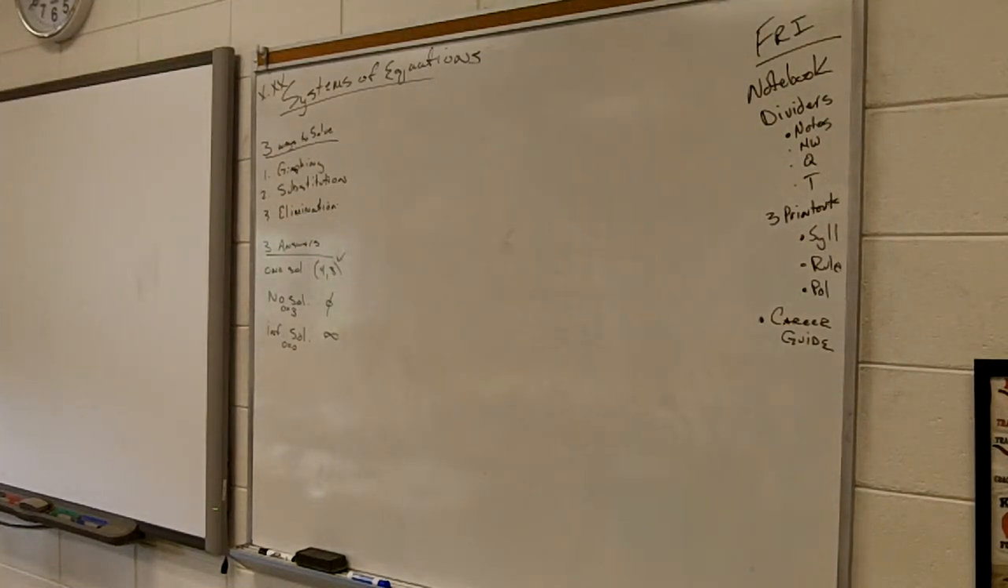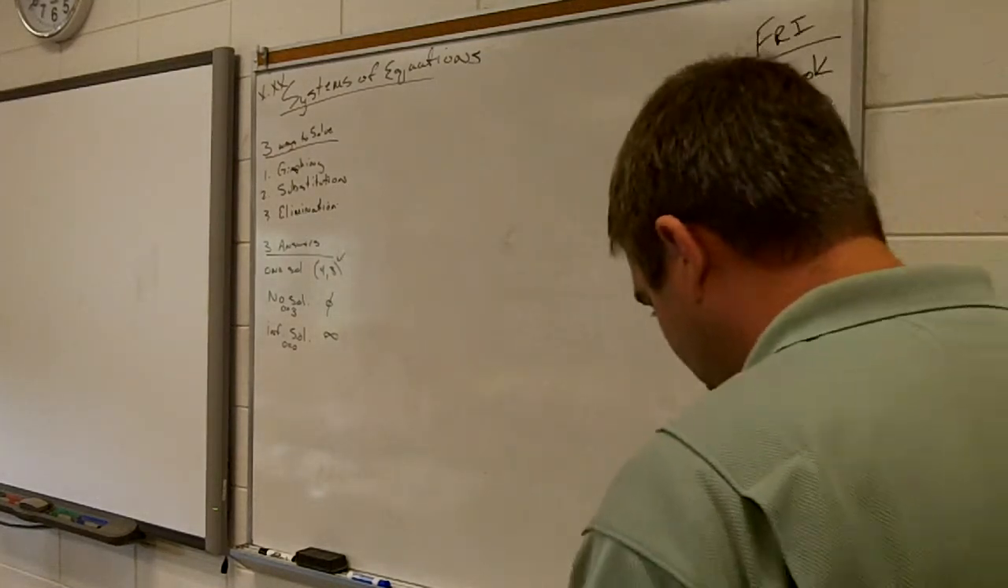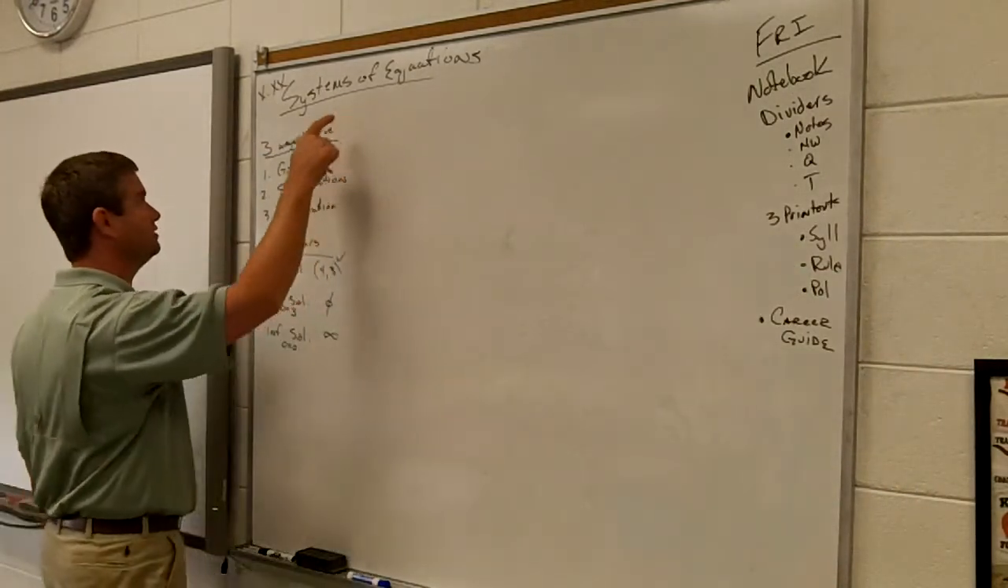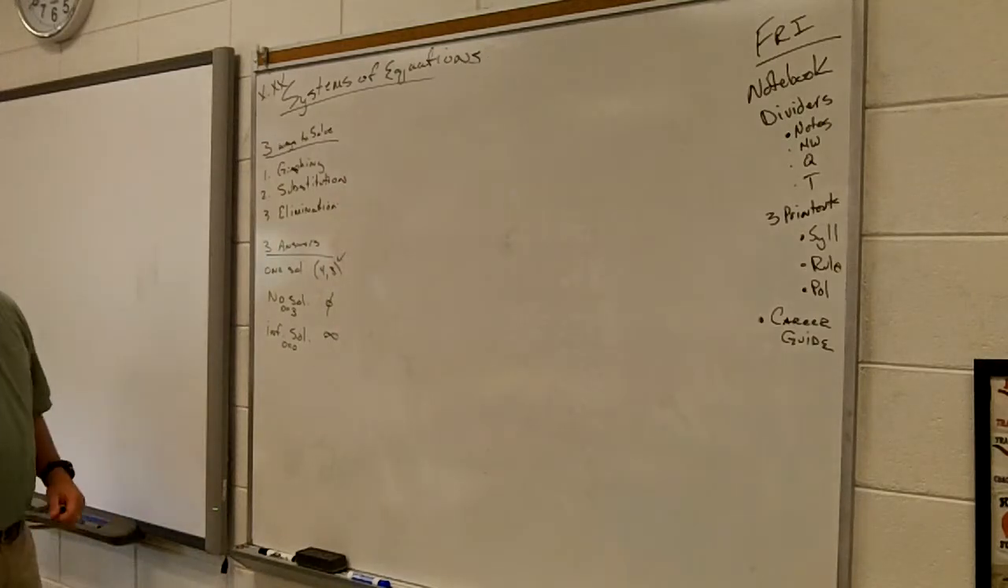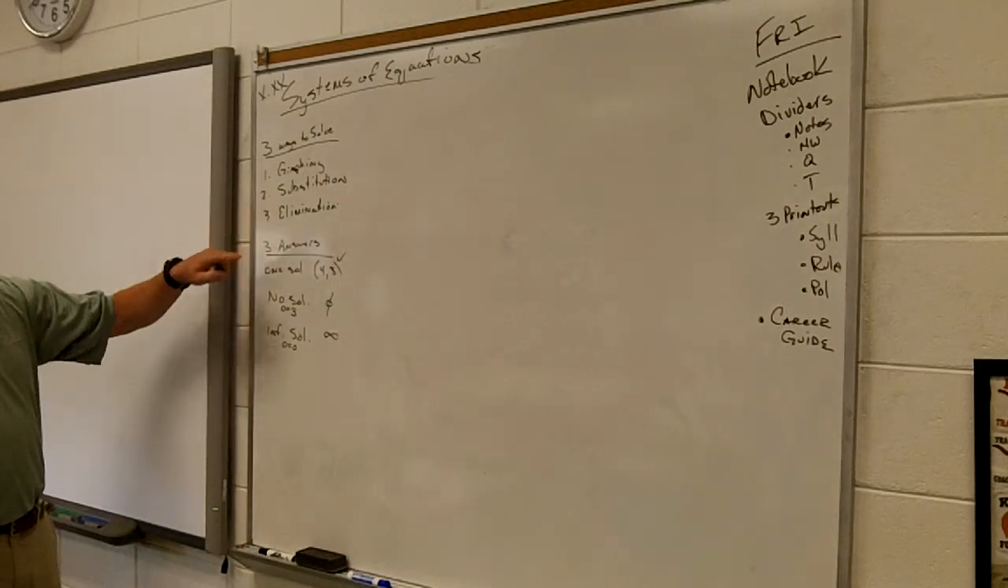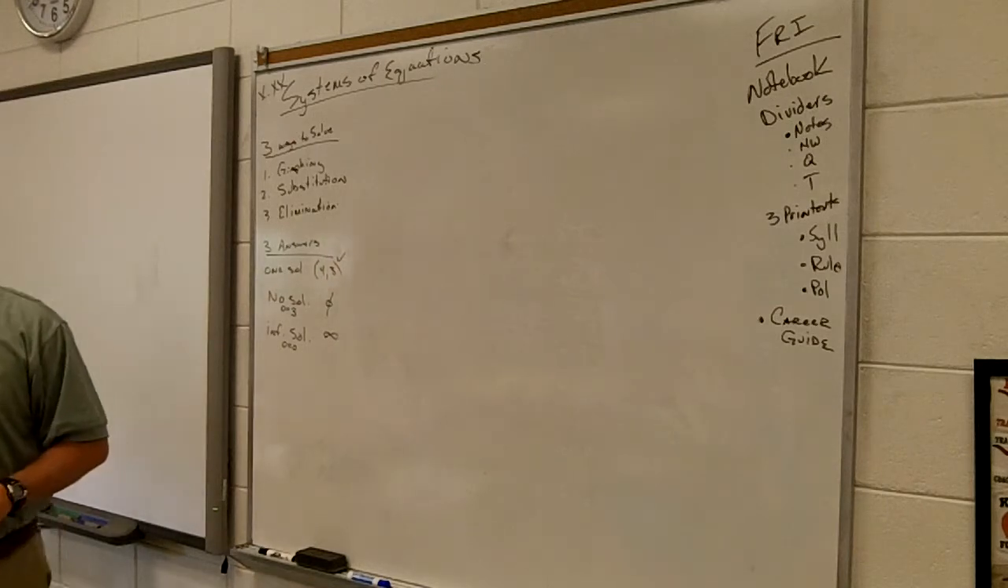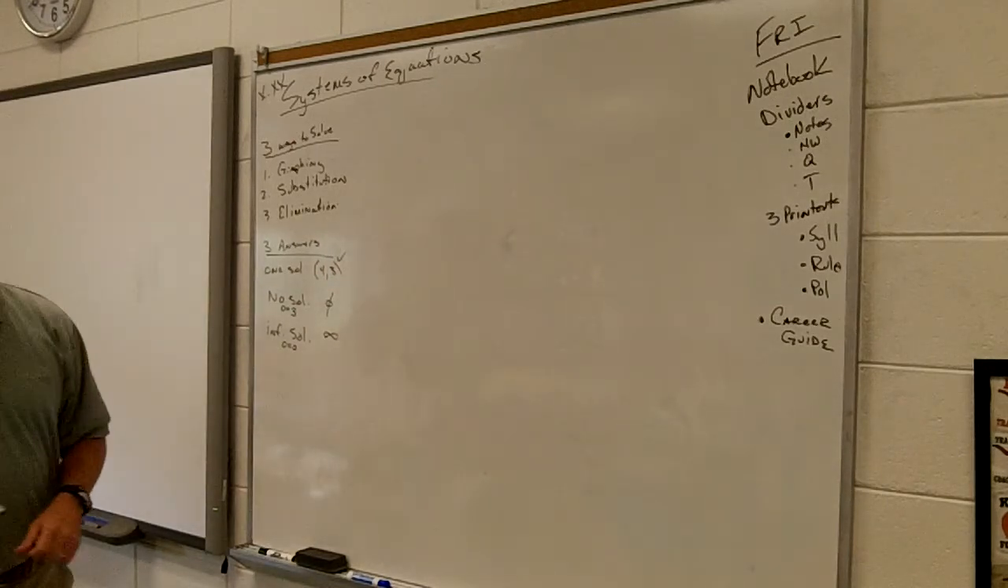All right. This is section 1.2 in Math 3. We're talking about systems of equations. We got 3 different ways to solve. We've already talked about substitution and elimination. So now we're going to talk about how to solve a system of equations with graphing.